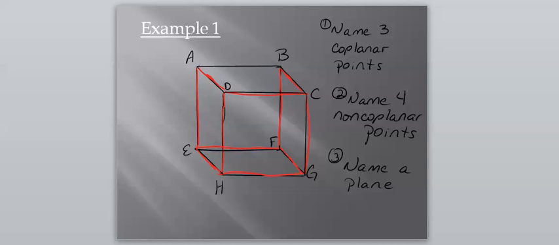So we're going to work through a few examples. Number 1 says name 3 coplanar points. So we're going to use the box to talk about planes more. The box actually has 6 faces. It has a top and a bottom, a left and a right, a front and a back. And these can all be planes.